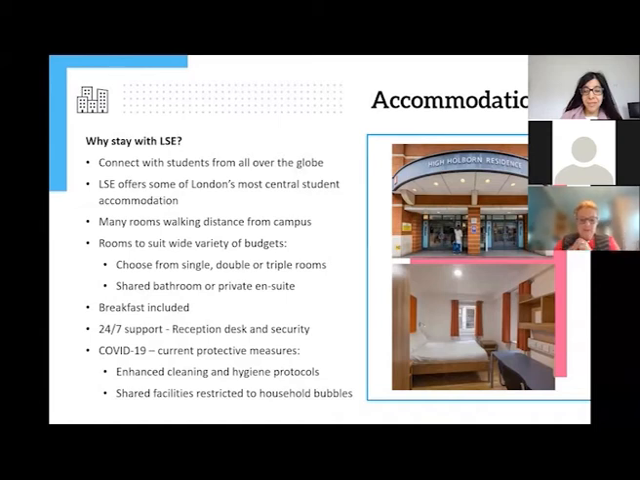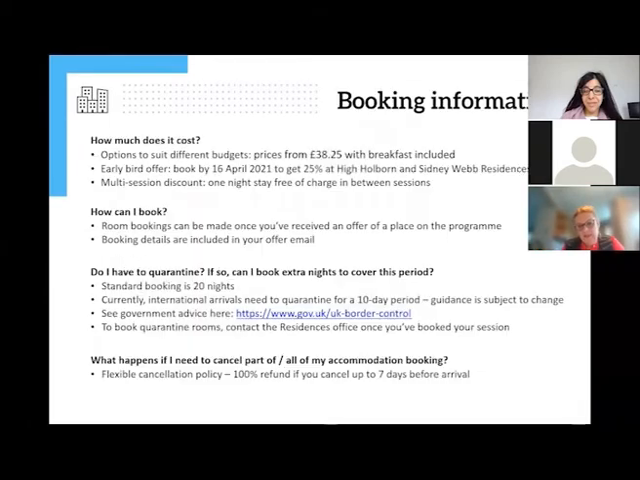We currently offer 4 properties where you can stay. The prices start from £38.25 per night. This is inclusive of breakfast. We're running a promotion that will expire on the 16th of April, and you can get a 25% discount on the standard rate for the accommodation in the I Holborn and Sydney Webb property. If you need to book more than 1 session, so session 1 and session 2, the night in between the 2 sessions will be free of charge.